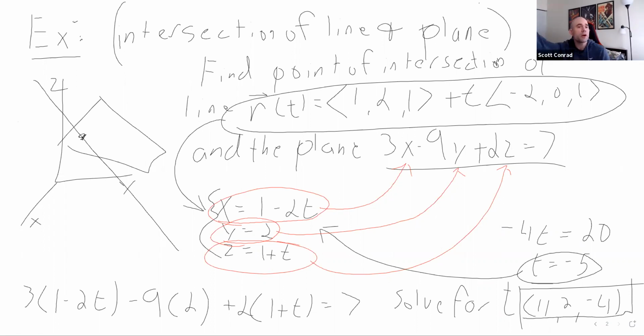Right, so we just figure out what x, y, and z are in terms of t on the line, plug those values in for x, y, and z, make the substitution into the plane equation, and then solve for t. And then plug that value of t back into the equation of your line to get a point.